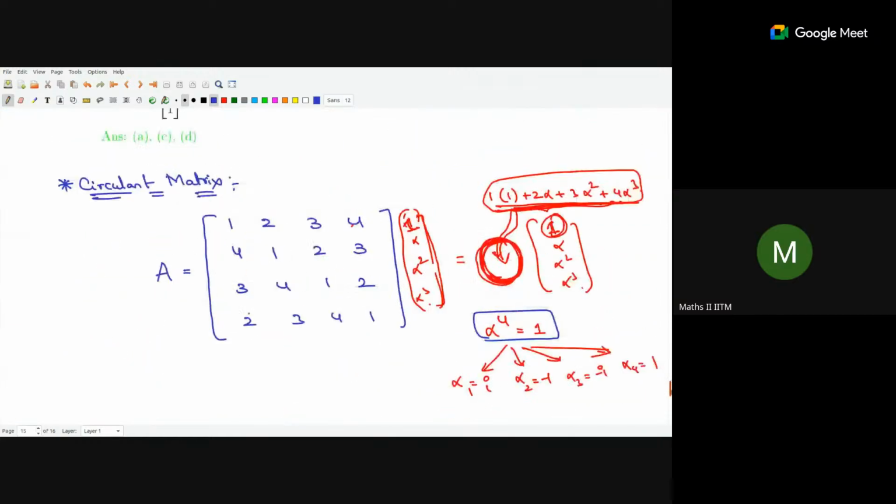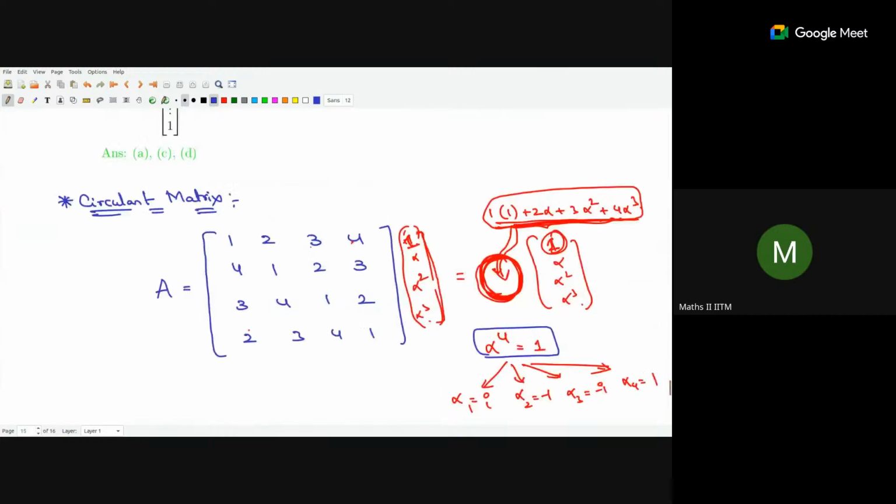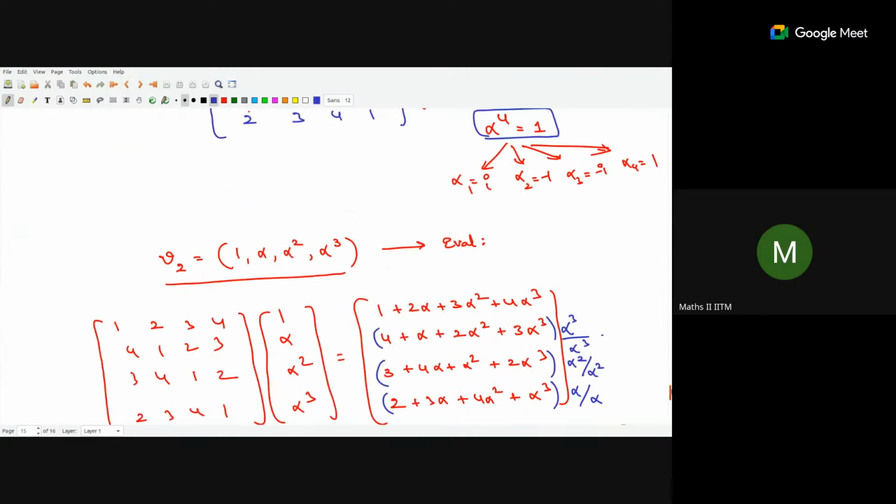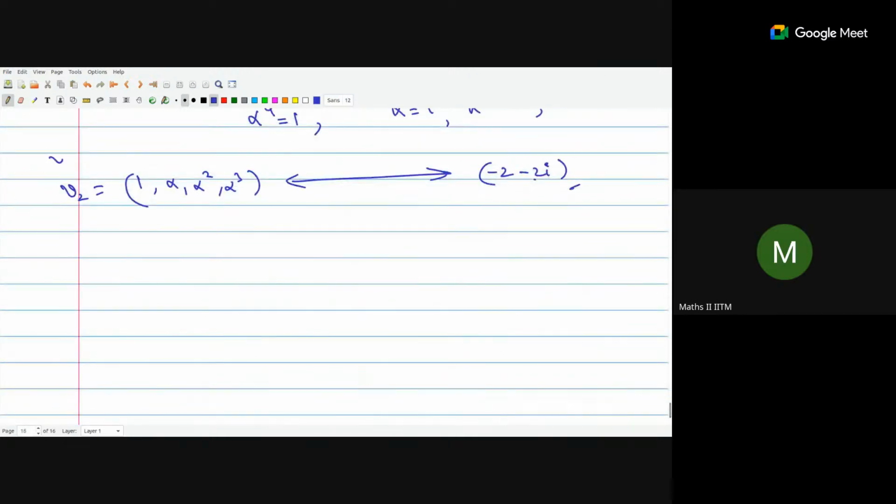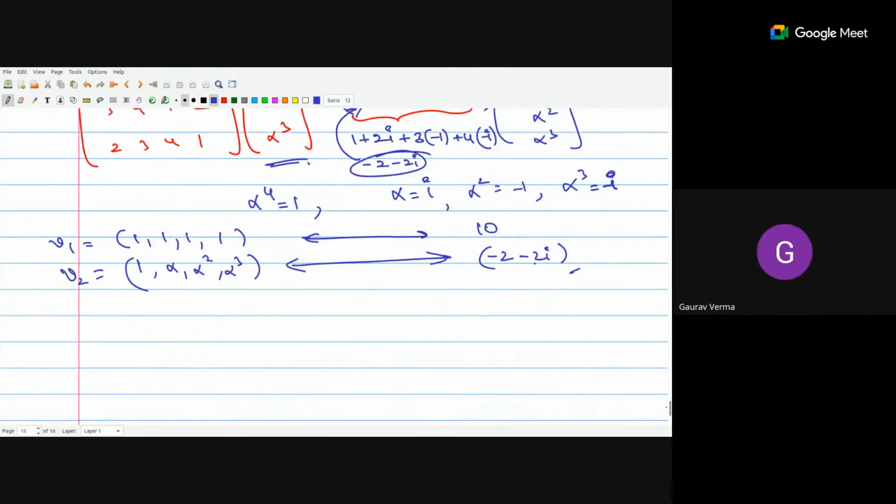The first eigenvalue and first eigenvector will be just the row sum. You do the row sum 1 1 1 1. So v1 I will also write here. v1 will be simply 1 1 1 1, and its lambda value is 10. So we got 2. So still 2 are left, right? So one question here.